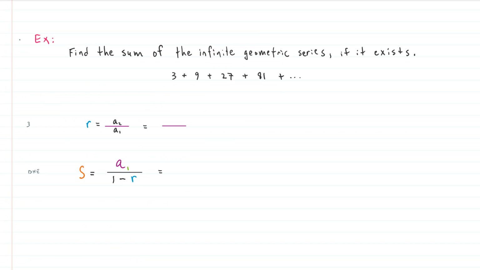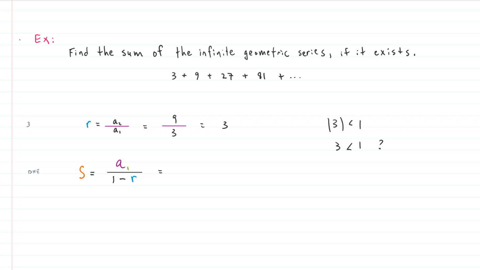Find the sum of the infinite geometric series if it exists, and our sum is 3 plus 9 plus 27 plus 81, and it continues on from there. So again, our first step is to find the common ratio. We find that by taking the ratio of the second term, which is 9, divided by the first term, which is 3, and that gives us 3. So our first thought is, it doesn't converge. Well, let's check. The absolute value of 3, is that less than 1? The absolute value of 3 is 3. Is 3 less than 1?